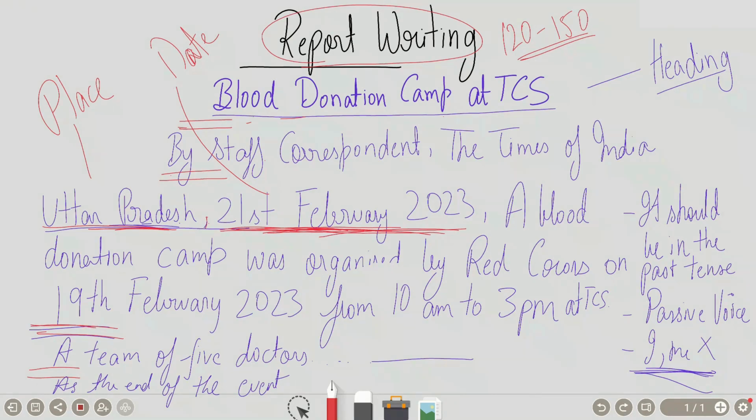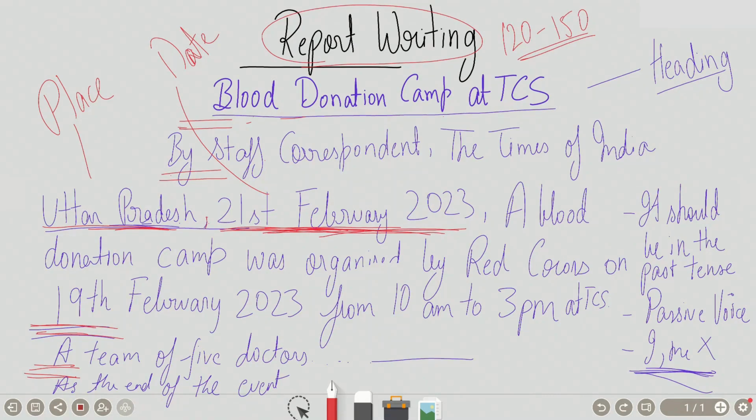Then you will leave one line and write down some basic details, like a team of 5 doctors and 20 nurses were present there. Dr. Akash gave an informative speech on the importance of blood donation. Like this you can write. When you complete the basic paragraph, you will again leave one line and write the concluding paragraph. As the end of the event was approaching, there was a sense of satisfaction. 257 units of blood were collected. Like this you can write and you will end your report.